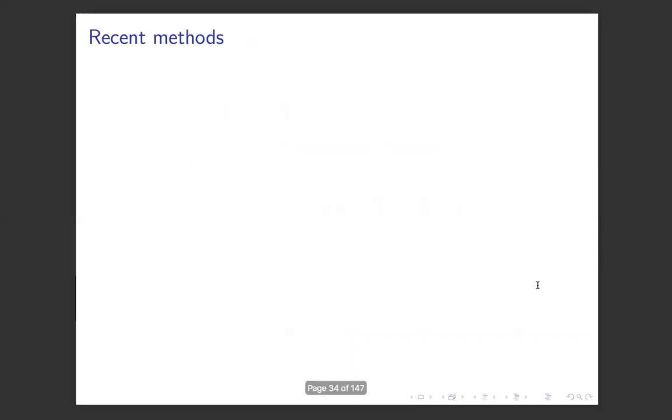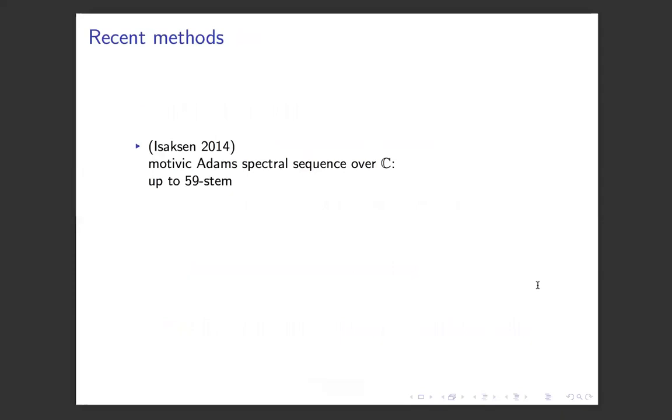Then a more recent breakthrough is due to Dan Isaksen. So that's where the motivic method comes in.